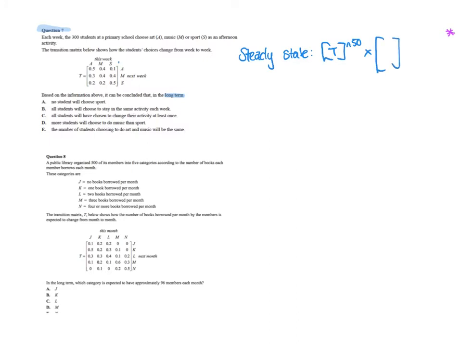Now I've got the transition there, so we've got this, but we need to do a state. My state would have art, music and sport, so this would be a state matrix.